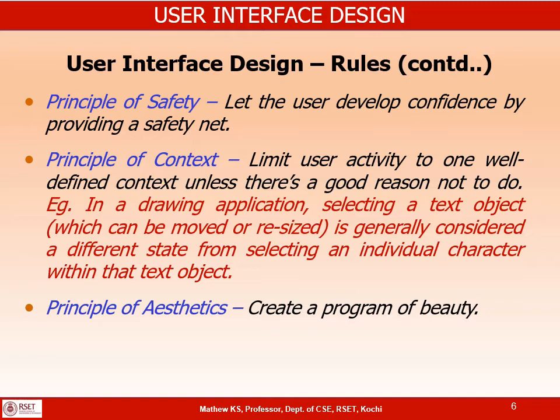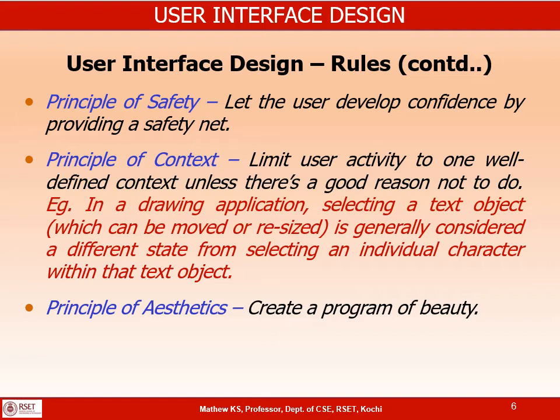For example, in a drawing application, when a user selects a text area, only the move and resize functionality will be enabled. Whereas if he is selecting a particular character within the text area, the move and resize functionality will not be enabled. If you allow him to move the character, the text itself will go wrong and be scrambled.